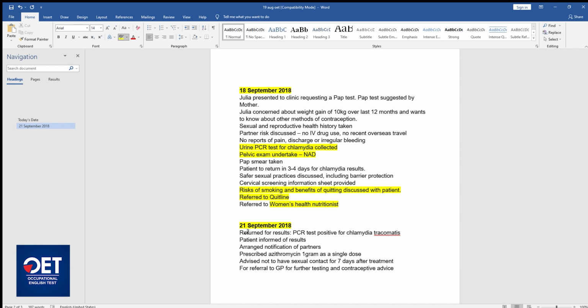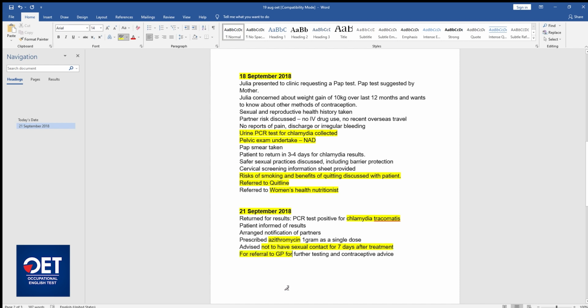Then, the next visit was on 21st of September. She returned for results, that is the PCR test, which was positive for chlamydia trachomatis. The patient was informed of the results and then she was prescribed antibiotics, and she was also advised not to have any sexual contact for 7 days after the treatment. For further testing and contraceptive advice, she was referred to a GP. We have understood that two visits are there: the 18th of September, and the second on the 21st of September.